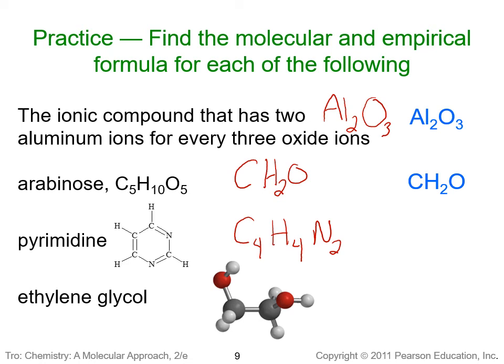Now when we write organic carbon-containing formulas, we start with carbon, then hydrogen, and then the other elements are written in alphabetical order. So our molecular formula for pyrimidine would be C4H4N2. To write our empirical formula, we would divide each subscript by 2. We get C2H2N.